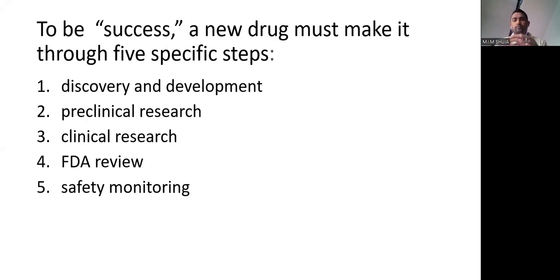So if you are going to make a better drug, and then you want to release that to general population, there are 5 basic steps. One is discovery and development. For example, you are going to find a drug for diabetes. Then you know the physiology behind how insulin works, how glucagon works, and everything.